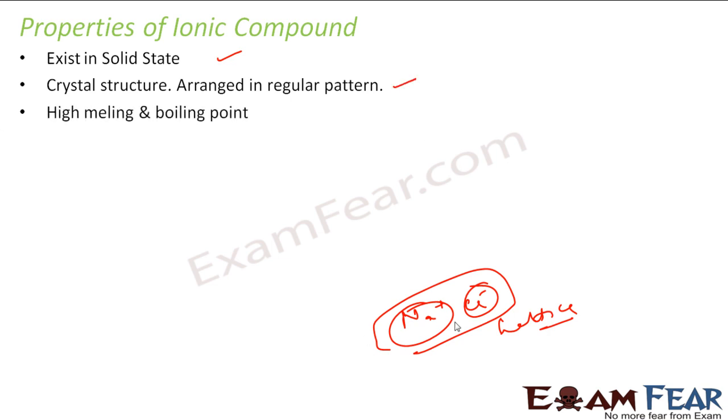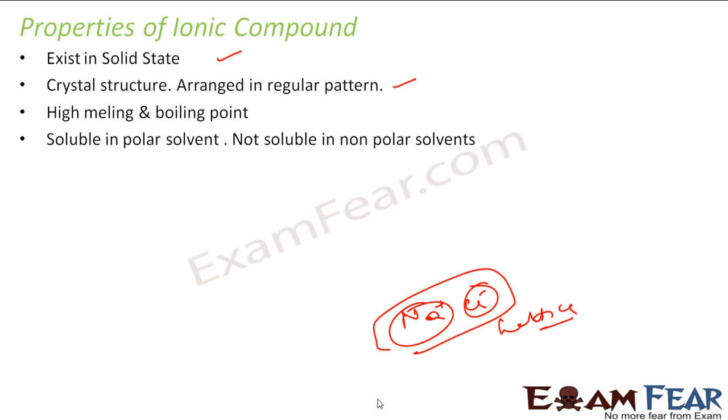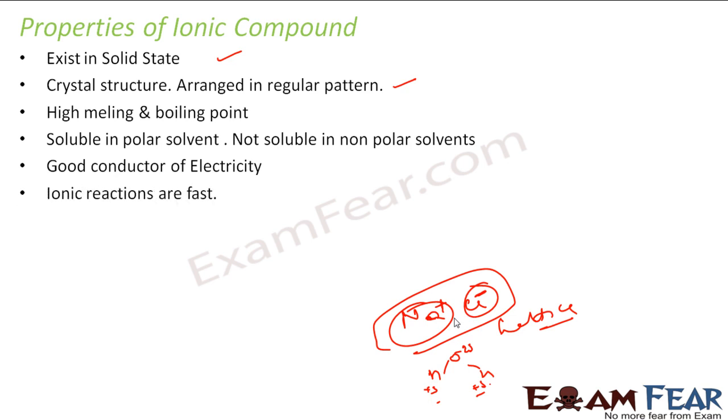Since the attraction between the ions is very strong, they generally have high melting and boiling points, and they are soluble in polar solvents because they have this charge, plus and minus. So if you have a polar solvent like H2O, which has a partial charge like this, in such polar solvents they are soluble. They are good conductors of electricity because they have charge and they have ions to conduct electricity, and ionic reactions are very fast.